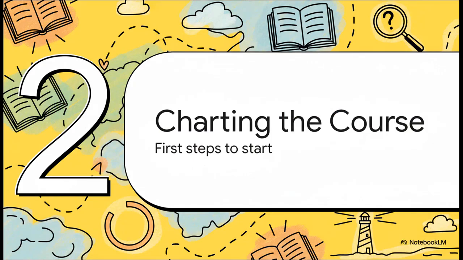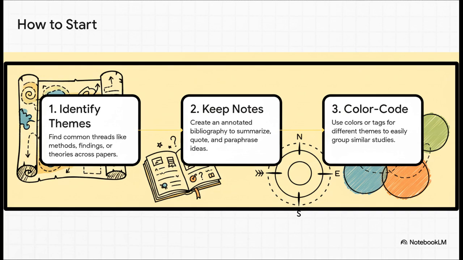Okay, so yeah, the stakes are high. But don't let that intimidate you. Getting started is totally manageable. So let's talk about charting your course, and we'll start with a few really simple but powerful first steps. Step 1, as you start reading, try not to see just a bunch of separate papers. Instead, look for the common threads, the themes, the methods, the arguments that keep popping up.